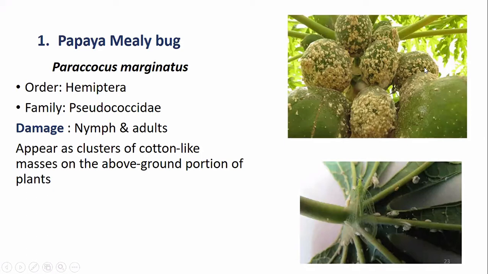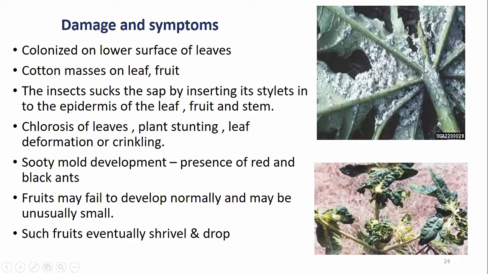Okay, and let's see about the damage and symptoms. They colonize the lower surface of the leaves and fruit. Here, on the lower surface of the fruits, you can see the mealybug colonization. The mealybug is a piercing-sucking insect, so it sucks the sap from the leaves and fruits by inserting its stylet into the epidermis of the leaf, fruit, and stems. Then chlorosis of the leaves, plant stunting, leaf deformation, and crinkling of the leaves. Due to the sucking of the sap, sooty mold development may occur.